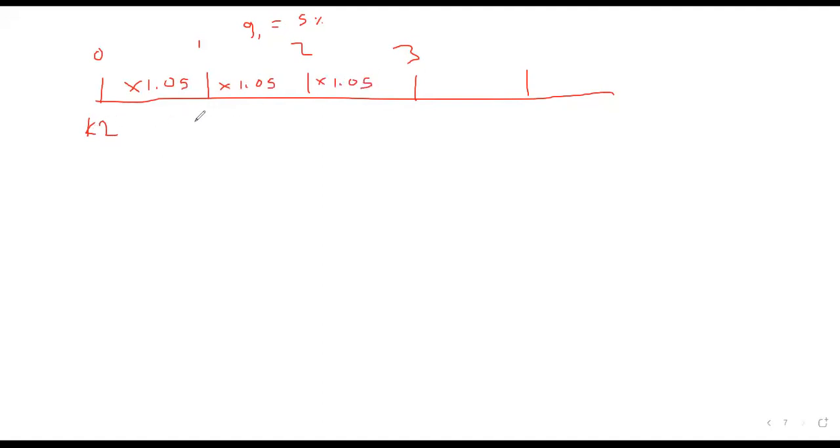So what are you getting here? 2.1. And then 2.205. And here, 2.315. Good. So this is for the 5 marks. Anyone lost so far?